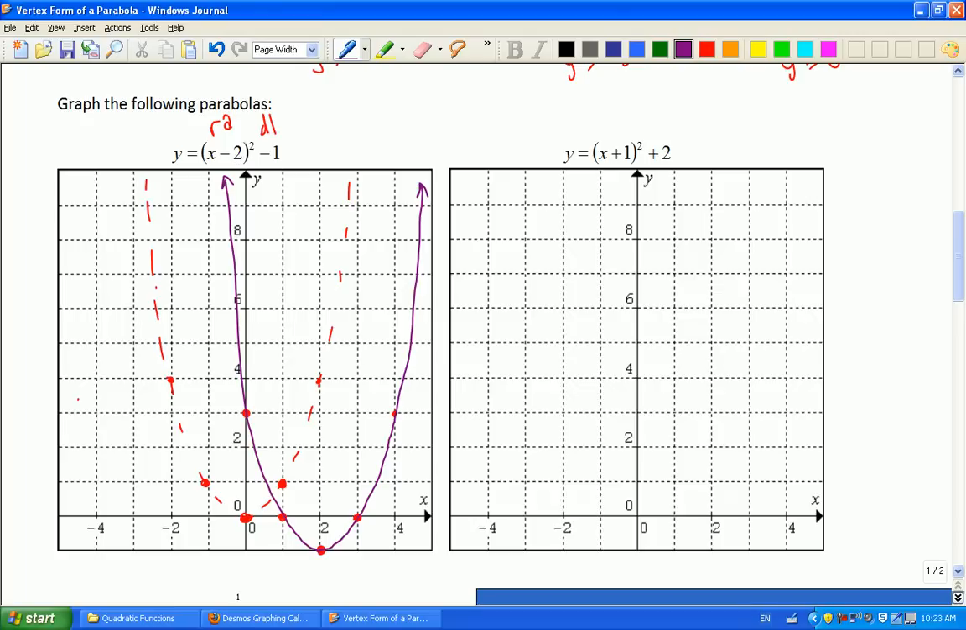Now, when they take on the same shape, but they've been moved, we call these parabolas congruent. So that's another piece of terminology that we'll need to use for today. That congruent means the parabolas take on the same shape, but they can be moved anywhere on the graphing plane. So same shape, but position can be different.